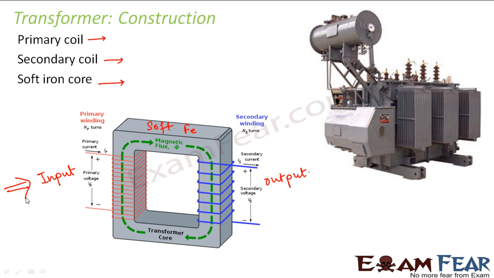From the input end we will supply some voltage, and from the output end the transformer will give back some voltage, which will be either a higher voltage than the input voltage or a lower voltage than the input voltage. On what factor it depends, whether the output voltage will be higher or lesser, we will talk about when we discuss the working of the transformer.